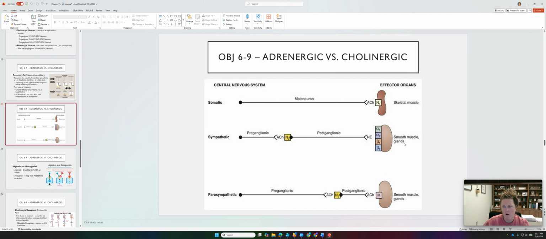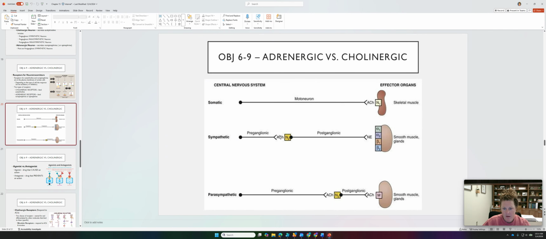And the effector for your autonomic is going to be smooth muscle and glands. And then it could also be cardiac muscle. And then in parasympathetic, you can see that we have a longer preganglionic neuron. It's going to meet up in what's called a terminal ganglia, which is close to the effector, and then it's going to have a shorter postganglionic.